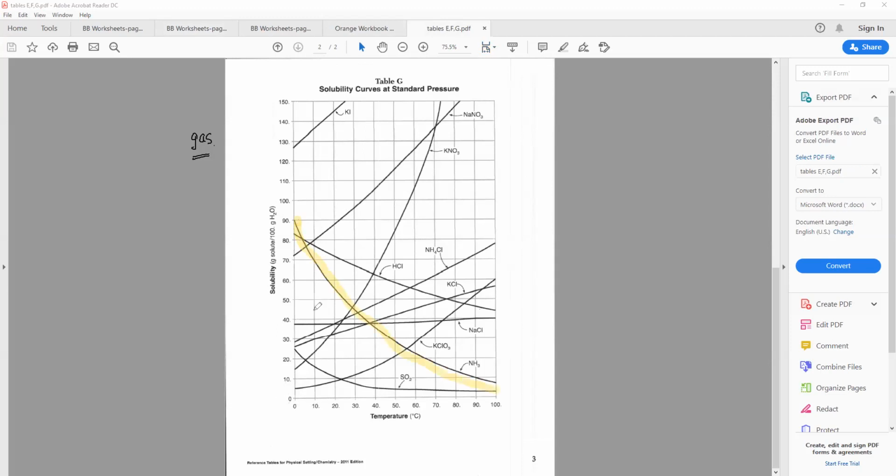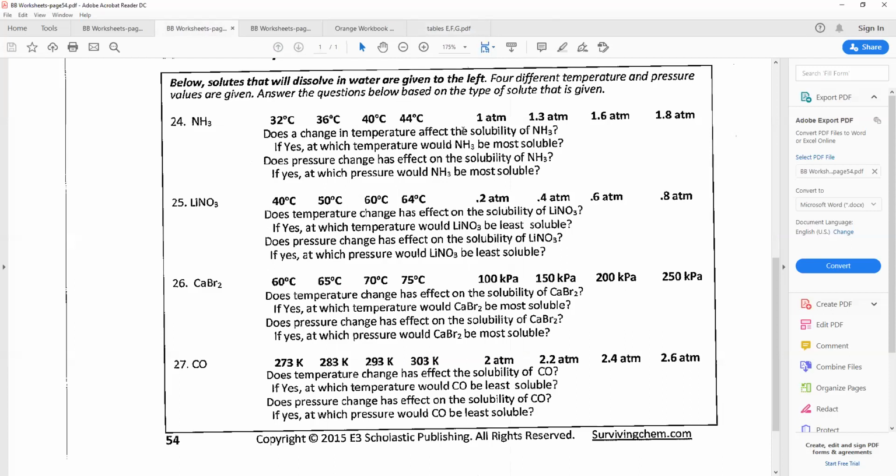Does the change in temperature affect the solubility? Yes, as the temperature increases, what happens to the solubility? It decreases. So does a change in temperature affect the solubility? What is the answer? Yes, it does. If yes, at which temperature would NH3 be more soluble? What is the graph of a gas like that one? So when would it be more soluble? At a lower temperature or at a higher temperature?